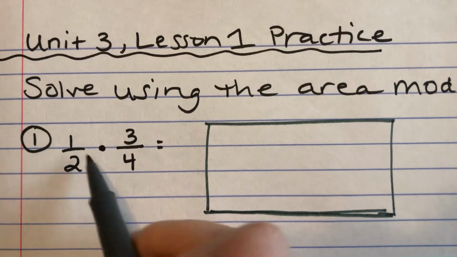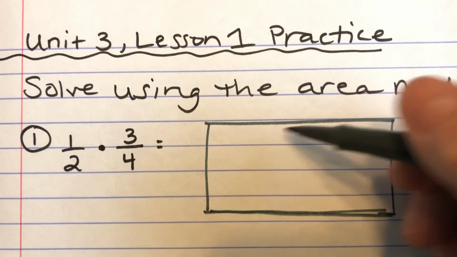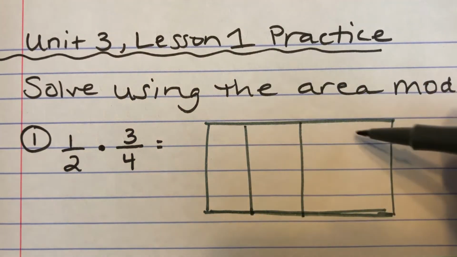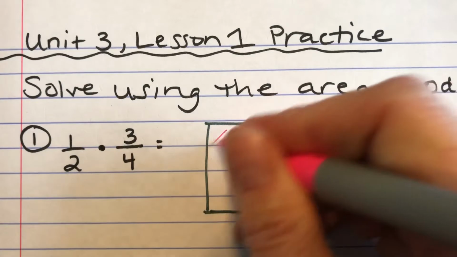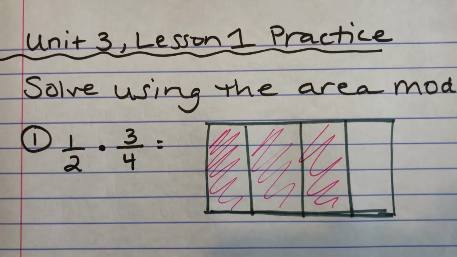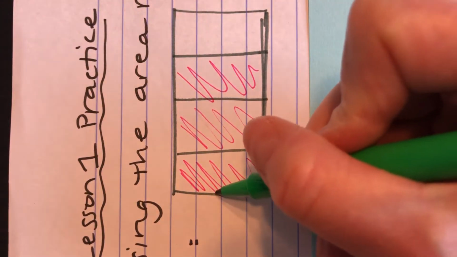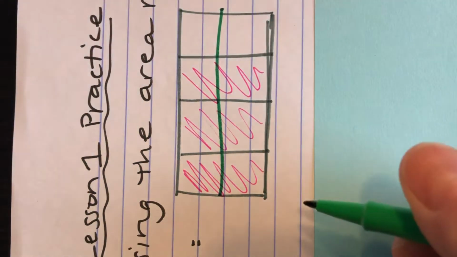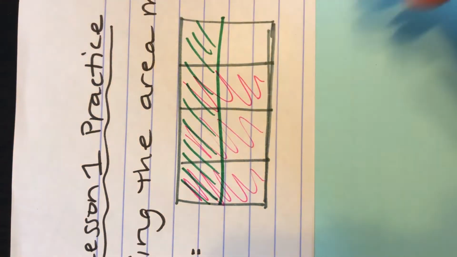All right, welcome back. So I want to take 1/2 of 3/4. So the first thing I'm going to do is I'm going to put 3/4 on here. I'm going to divide that up into 4 sections. And I'm going to shade 3 of those sections. So there's 3/4. Now I want to take half of that. So I'm going to turn my paper sideways and I'm going to cut this in half. And I just want 1/2 of that, right? So I shade that in.